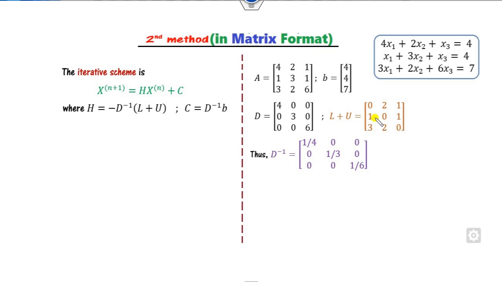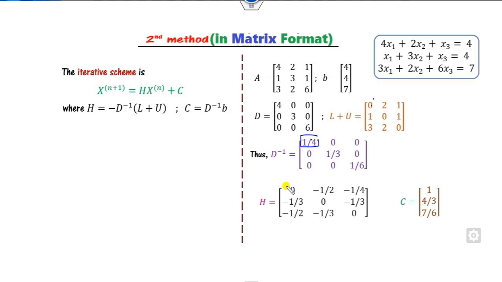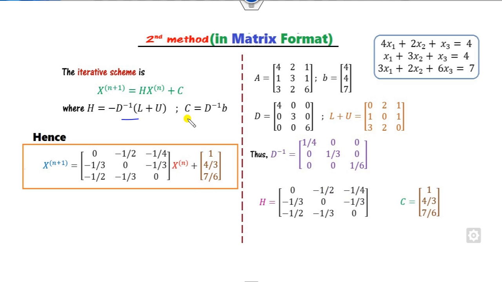Then you can simply multiply these matrices. Again as I told you, take the first value and multiply individually. 0 into 1 by 4 is 0. 2 into 1 by 4 is minus. Why is it negative? Because of this negative sign. And 1 into 1 by 4 is here. Similarly, you can take this value and multiply with the second and so on. So I can substitute H and C in this equation. So now you will get it as here.